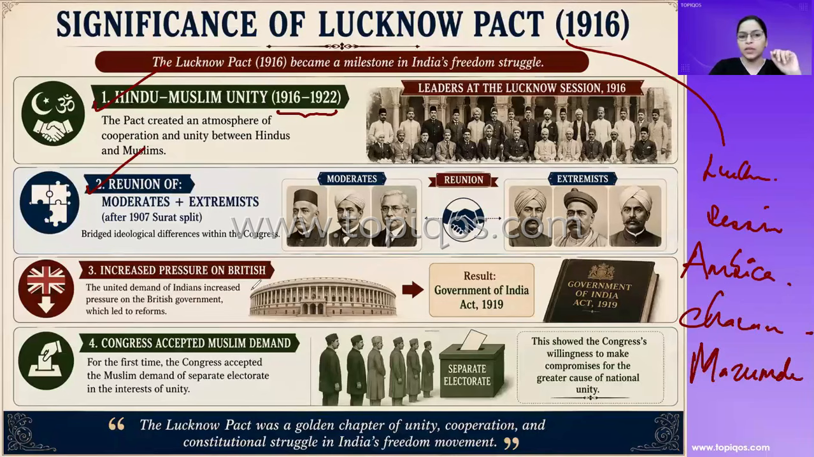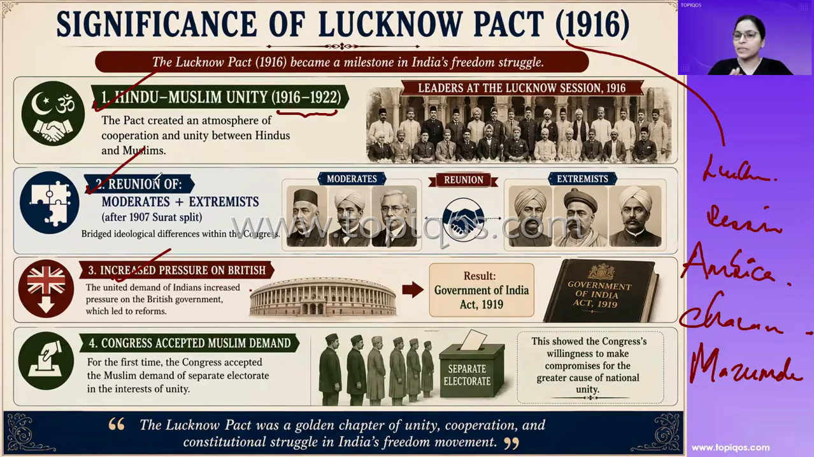Okay, fine. The next important thing, as I've mentioned, is that it increased the pressure on the British. Why? Because everyone had been coming together. Unification of Indians is a very important thing here. United demands of Indians: Congress and Muslim League together came and demanded political reforms. Extremists also joined Congress once again. All these things put a lot of pressure on the British government.